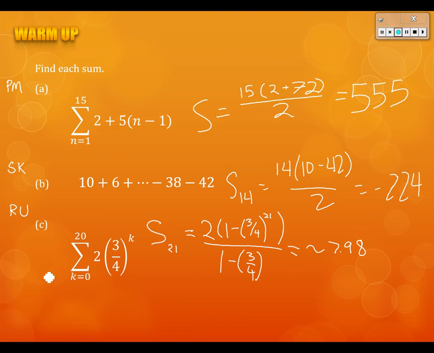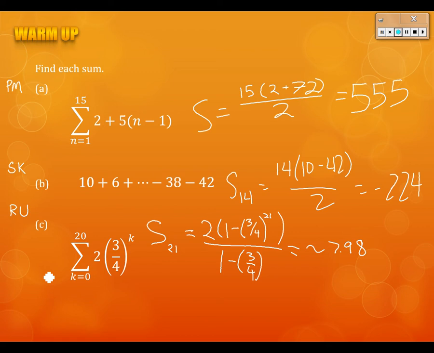Are those all correct? How do you guys feel about those? Each of them has some small challenges.